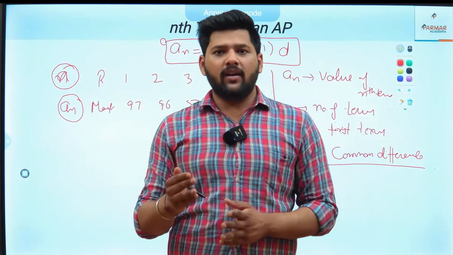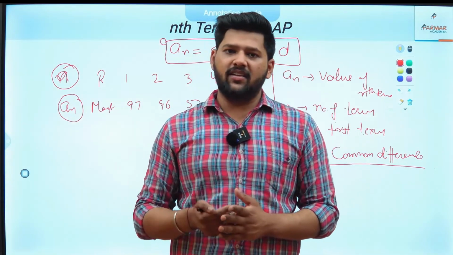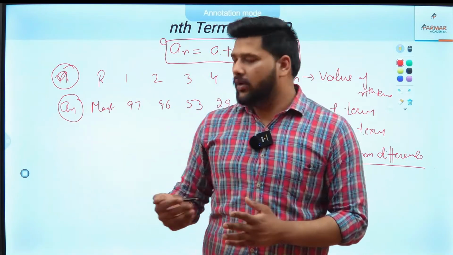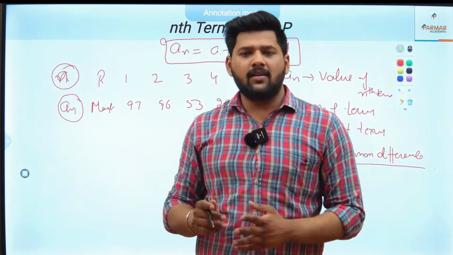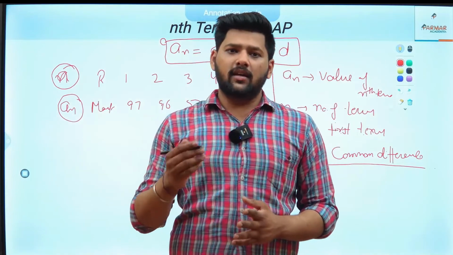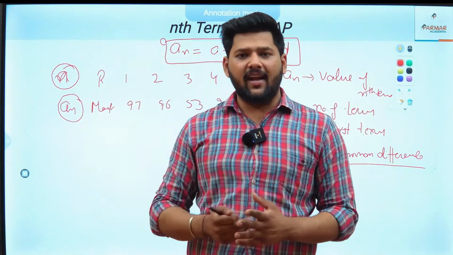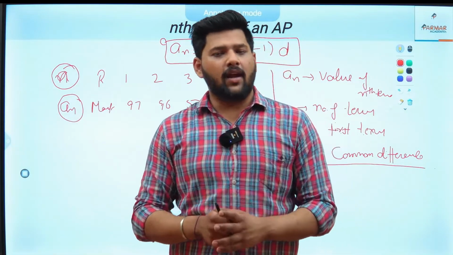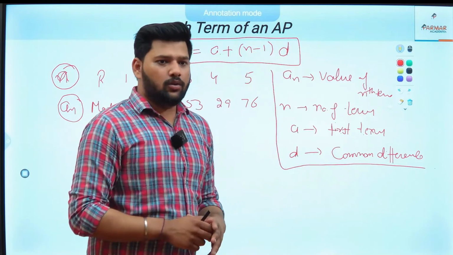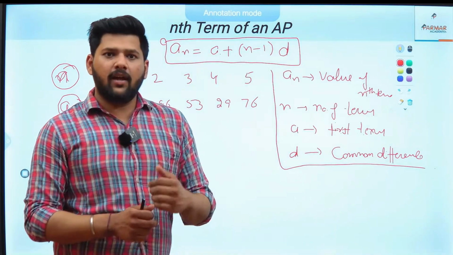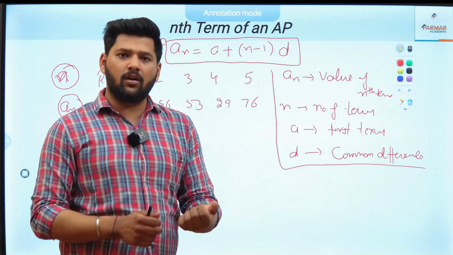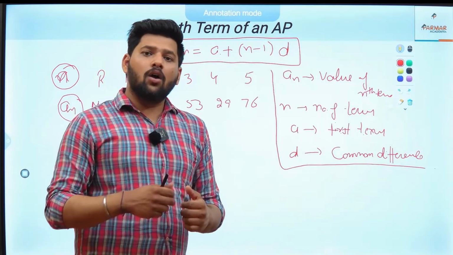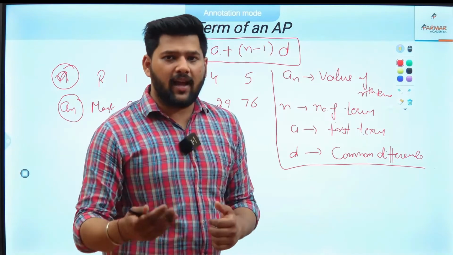Means 1 is the position and 97 is the corresponding value. Roll number second has 96 marks. Means roll number 2 is his or her position and 96 is the corresponding value in the exams. So this is the main difference between n, that is the number of terms representing the position of the term, and an, that is the corresponding value at that term.